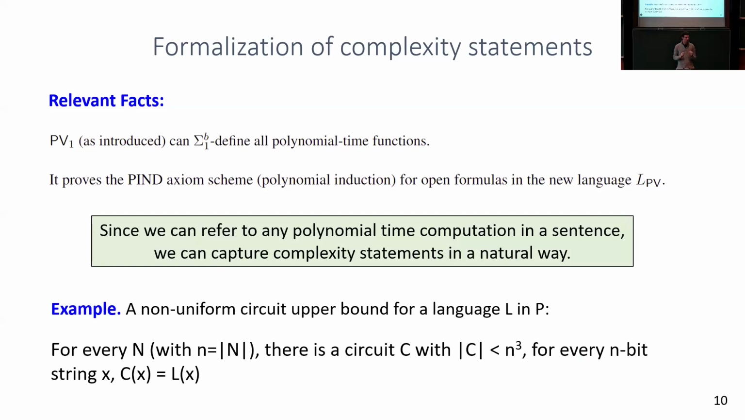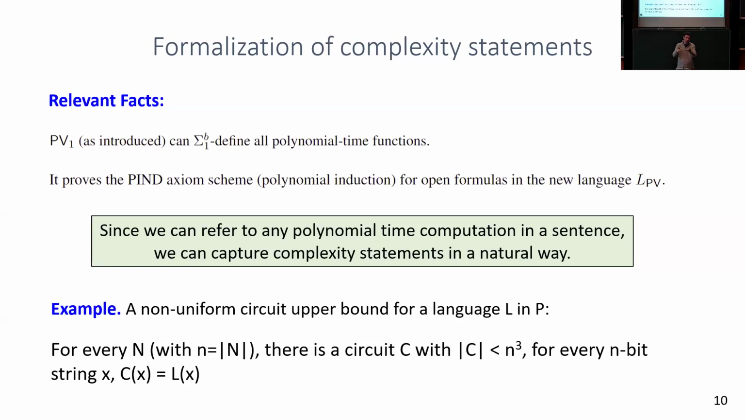You would have an expression of the form, for every n, so we're quantifying over some object, and we take the bit complexity of this object, so that's our little n. Now we write in the sentence, there is some circuit C, some object, and the length of this object is of size, say, n cubed. And now for every n bit string x, C of x equals L of x. Let's parse some of these things. The last condition, C of x equals L of x: because I have this circuit, I can evaluate it in polynomial time.